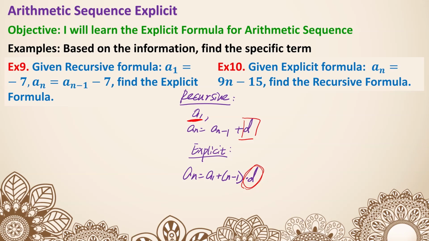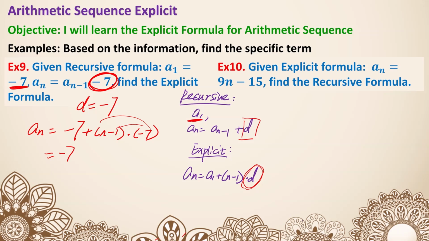Example 9, you're given a sub 1, which is negative 7. You're also given the second part of the recursive formula, so this number you see right after the a sub n minus 1, that's your d. So you're given a sub 1 and the d, and we can easily write the explicit formula. It's the first term plus n minus 1 times the common difference. So distribute the negative 7, we got negative 7 minus 7n, negative 1 times negative 7, plus 7. Negative 7, positive 7, they're gone, so it simplifies to be negative 7n. A sub n equals negative 7n. That's your explicit formula.